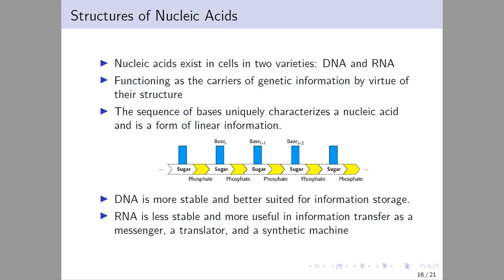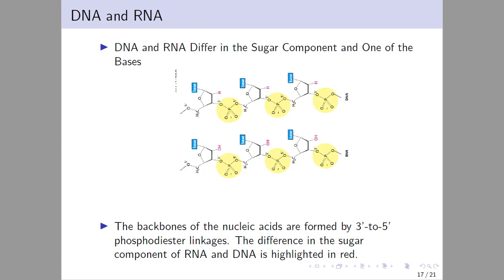And DNA is more stable and better suited for information storage. Okay, so our DNA will not change, or will change only slightly, when passed down to the children. RNA is less stable and more useful in information transfer, as a messenger, a translator and a static machine. So RNA is what carries a signal to the brain, for example.